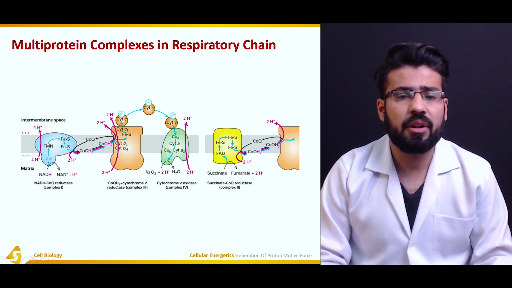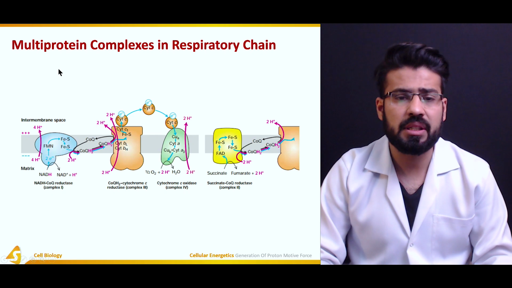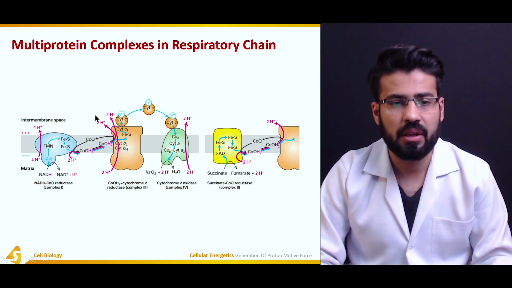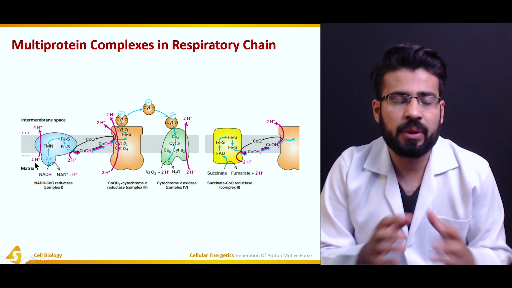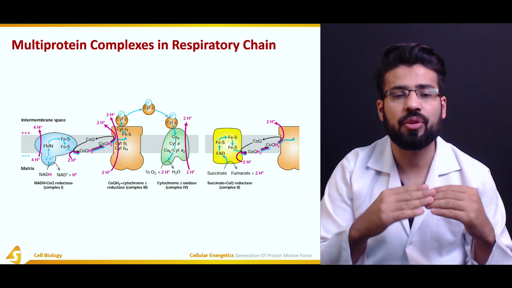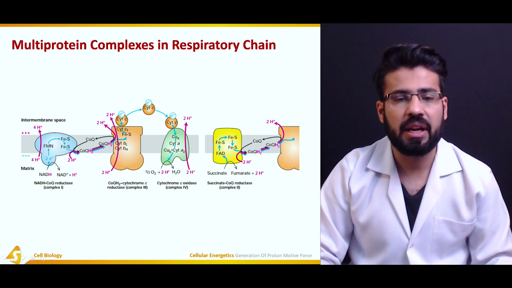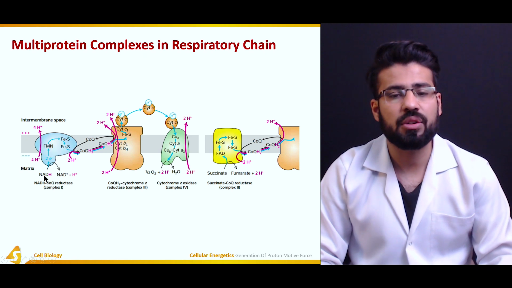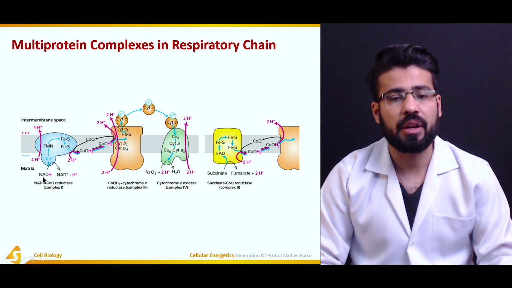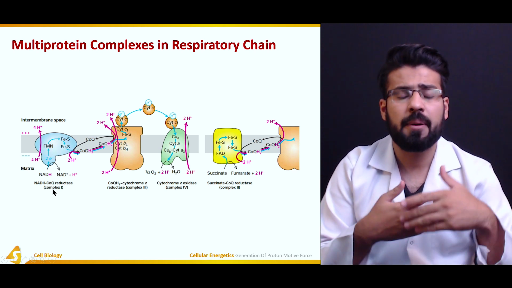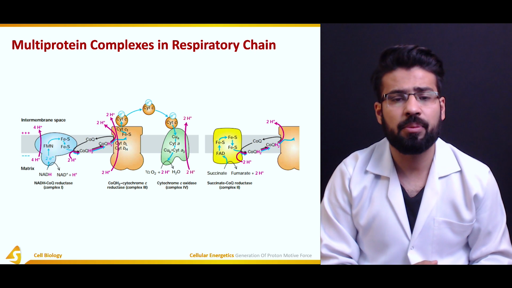Starting off with the multiprotein complexes in the respiratory system, we have the matrix as shown here, and we have the intermembrane space over here. What we are going to see in this slide is the movement of the protons against their concentration gradient. They are going to move from the matrix to outside by the utilization of the NADH molecule. NADH CoQ reductase, which is complex 1 that we studied in the previous section, plays an important role.